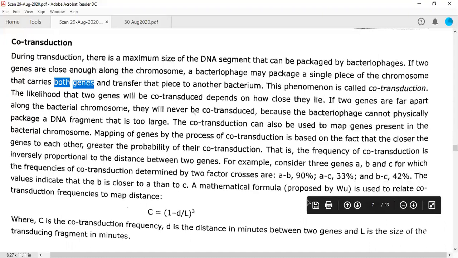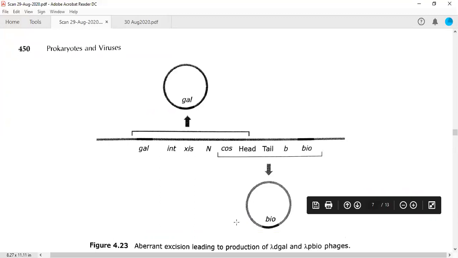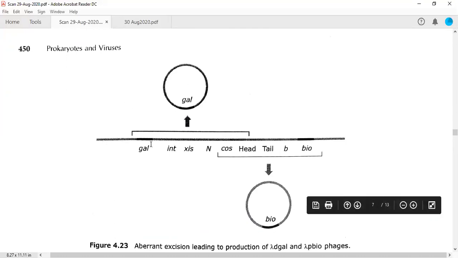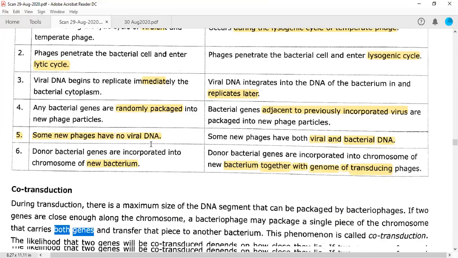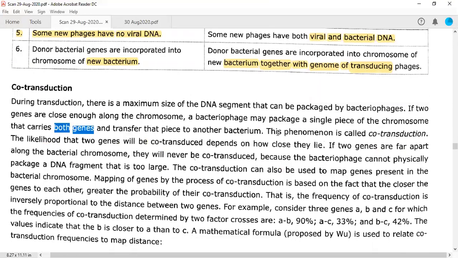So we were studying phages carrying either the galactose metabolizing gene or the biotin synthesizing gene. But suppose these two genes are present in close proximity on the bacterial chromosome, then there is a chance that both genes can be transferred from one bacterial cell into another bacterial cell simultaneously. This phenomenon is called co-transduction, right?